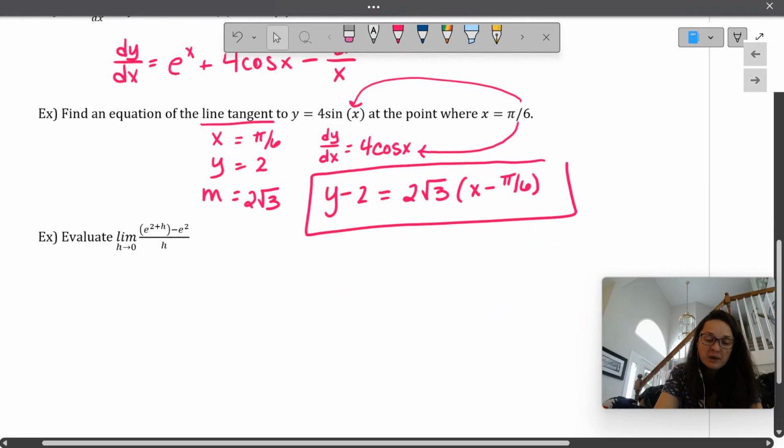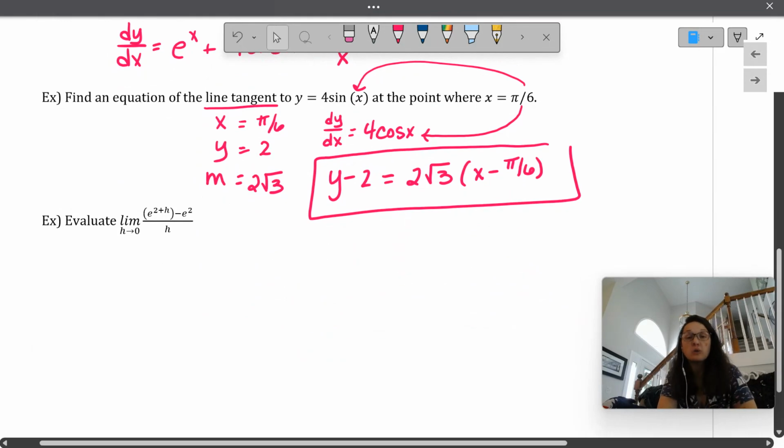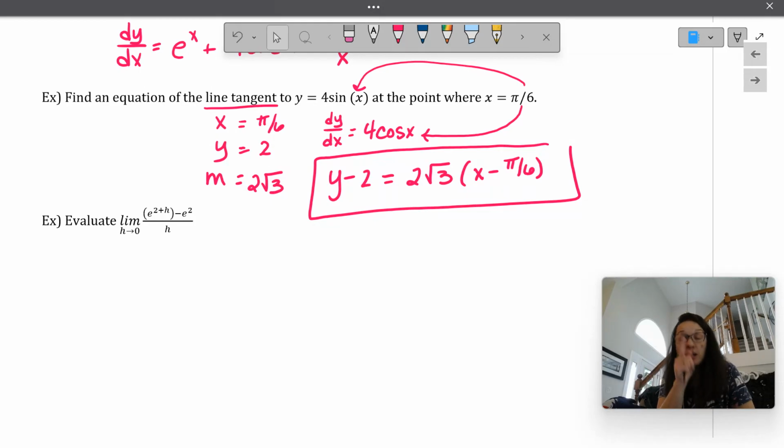And last but not least, what is going on here? Mrs. Vibber, you said we'd never have to do those x plus h things. I didn't lie. You don't have to do the plus h things. You have to recognize it and reinterpret it.